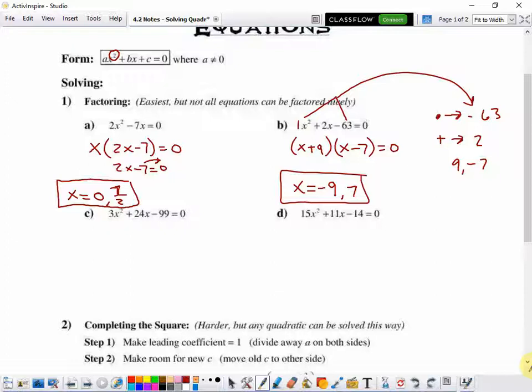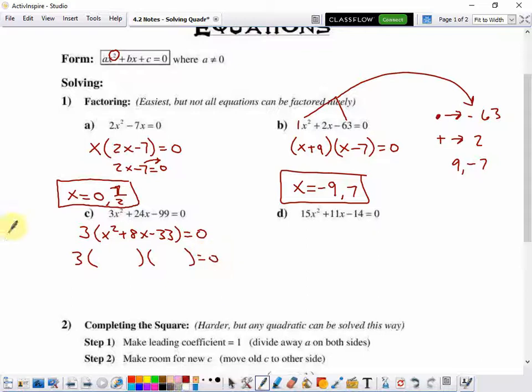Okay, C, once again, the first thing I'm looking for is whether or not there's anything that can be factored out of all 3 terms on the left side. And I can't factor out an x, but I can factor a 3 out of all 3 terms. So I'm going to pull out that 3, and I'll be left with x squared plus 8x minus 33. Okay, so now I've got 3 times a trinomial, and that trinomial can be factored into 2 binomials.